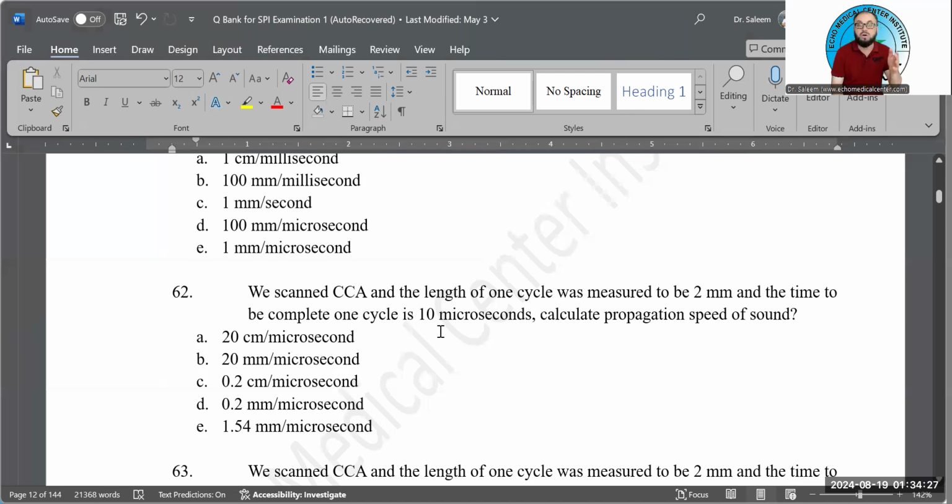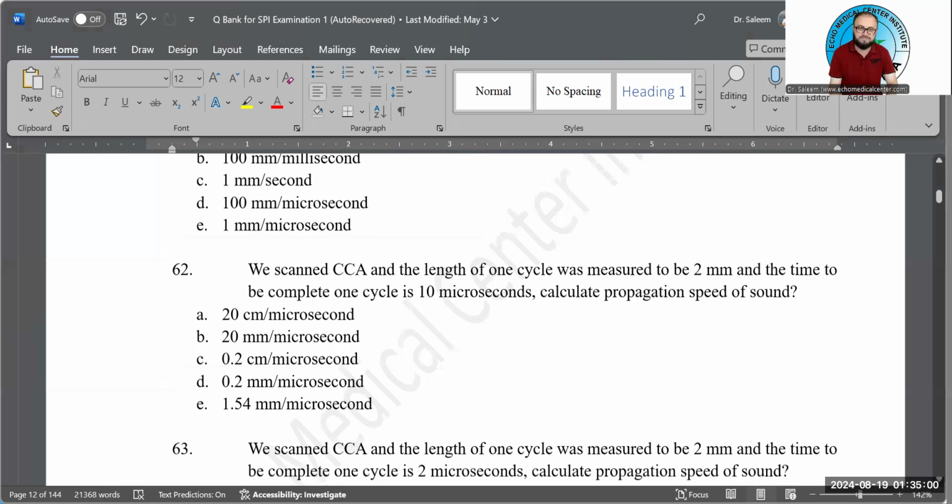How much is 1 over 10? 1 over 10 is 0.1. So 0.1 per microsecond, and then you have 2 millimeter. That is our operating frequency here, 0.1 megahertz. Now to multiply, 0.1 times 2 is 0.2, and that will be millimeter in a microsecond. Microsecond came from this microsecond, or you can say megahertz. So that is the correct answer. Let's keep going to the next question.